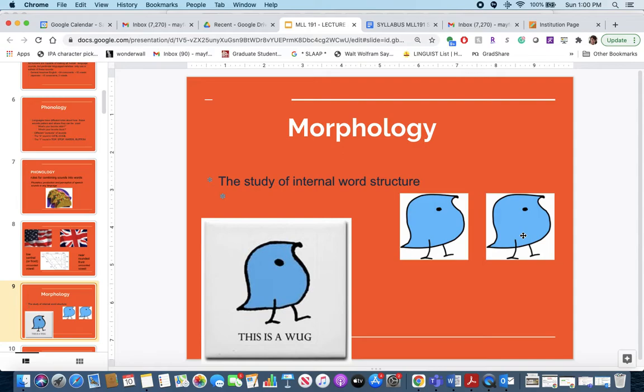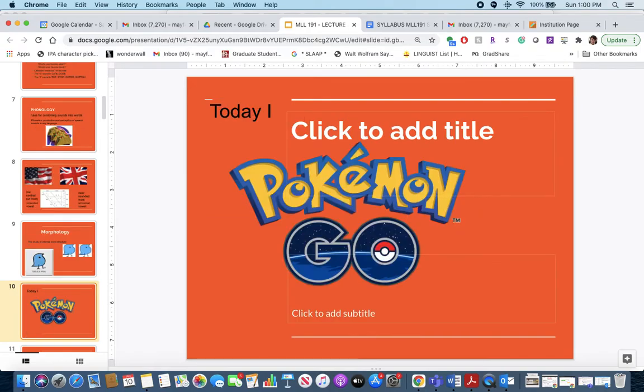And they weren't taught these words discreetly. Like they did not learn wug and then wugs, right? But they were able to kind of figure out from the rules of their language how to form plurality. So we also kind of understand this based on our indication of morphemes. So morphemes are these individual units of meaning.